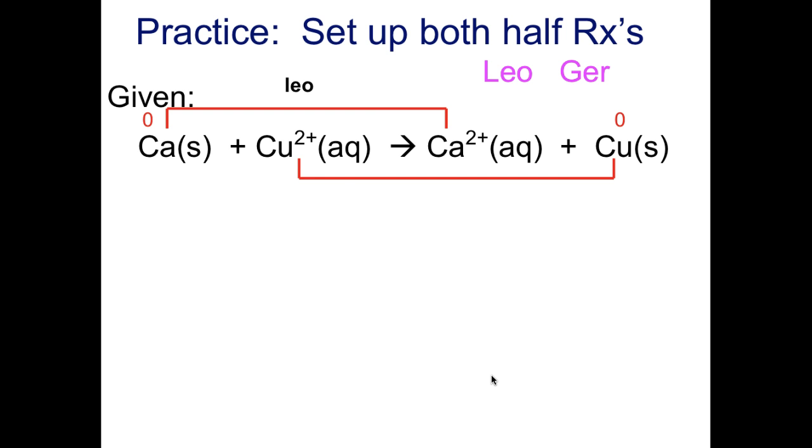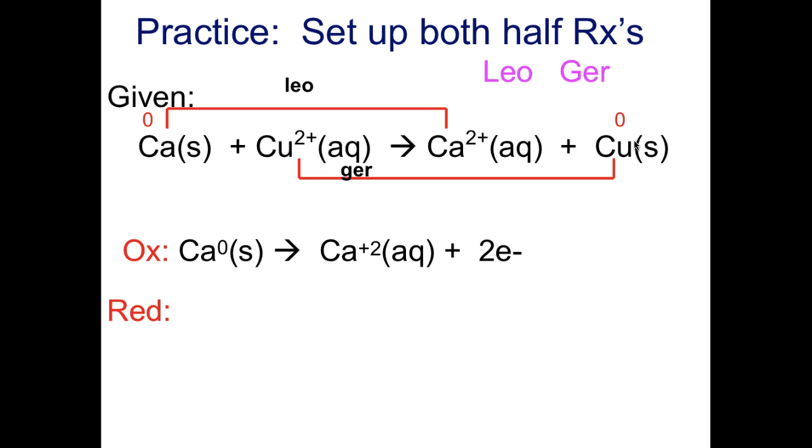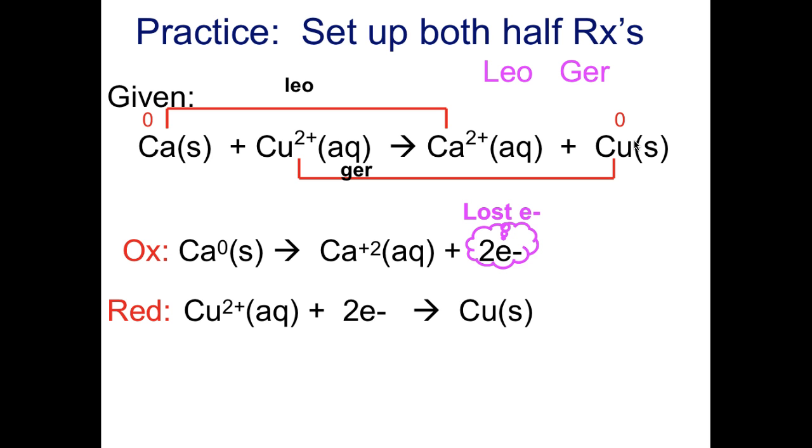Figure out what's being oxidized and reduced. So calcium is going from 0 to plus 2, so it's losing electrons. And copper is going from plus 2 to 0, so it's gaining electrons. So then we split up into our two half reactions. What's being oxidized, so that's our LEO part. And what's being reduced, that's our GER part.